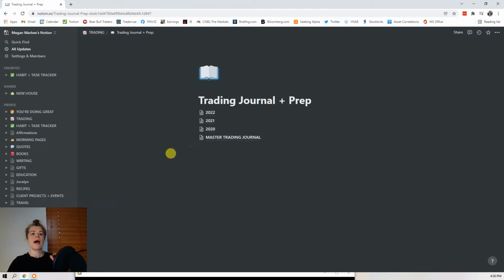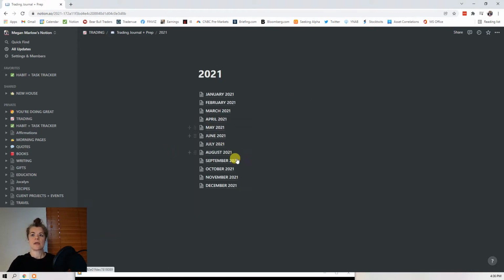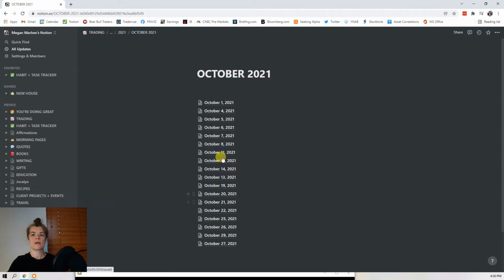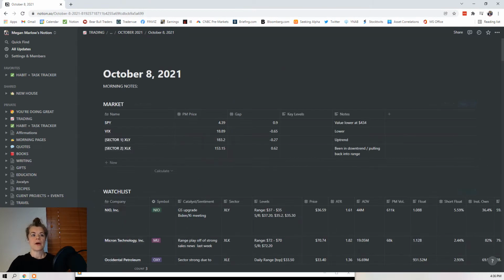Okay, so I use Notion. I used to use TraderView and ChartLog, and I think those are really great for collecting data. But I really wanted something that I could personalize and make my own. So I used OneNote for a while. I wasn't really into that, and I switched to Notion, and I really enjoy it. So let's just dive in. Let's go October 8th. Okay, so here we go.